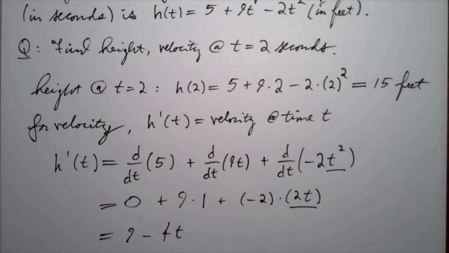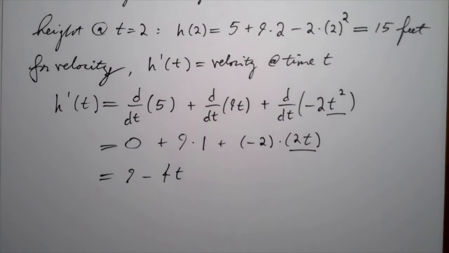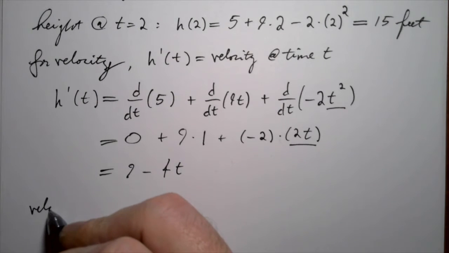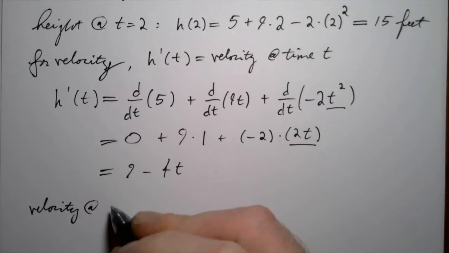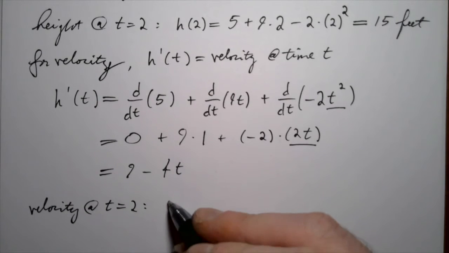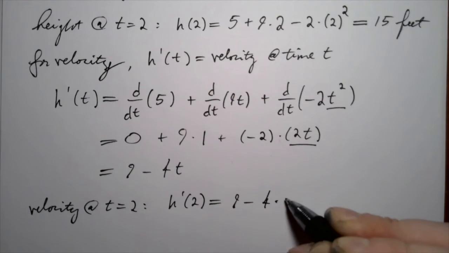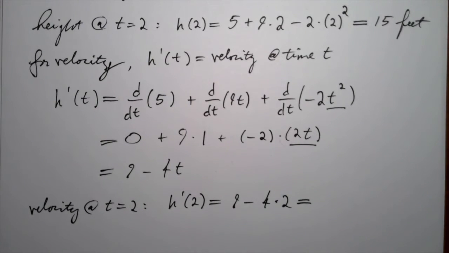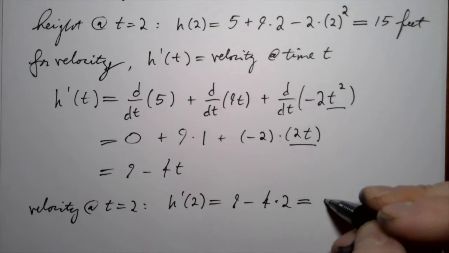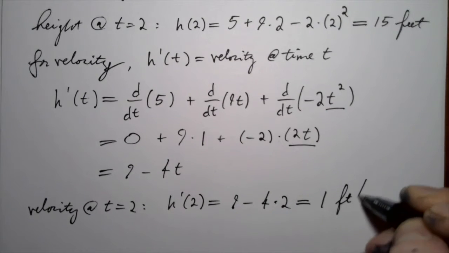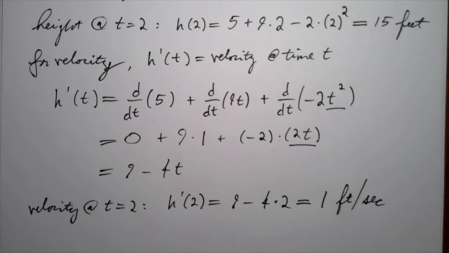Now, that's the velocity at some arbitrary time t. To find the velocity at 2 seconds, we just need to plug in 2 into the derivative function here. We just computed what that is. So I plug in t equals 2 into that function. I get 9 minus 4 times 2. That's 9 minus 8, and I get 1. So the velocity is 1 foot per second. Notice that that's a positive number, so it's actually still traveling upwards at this time.